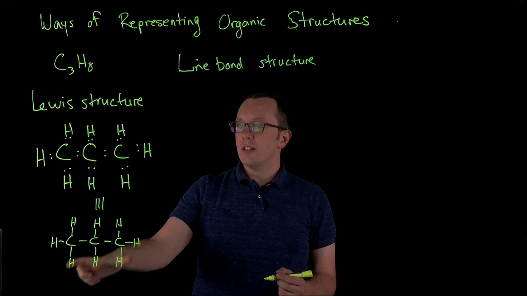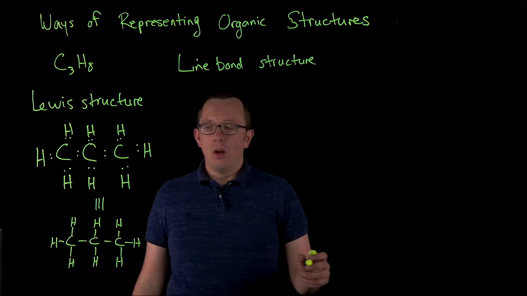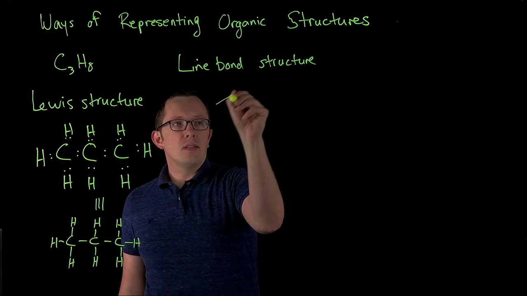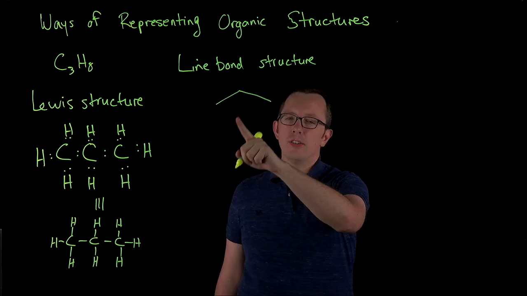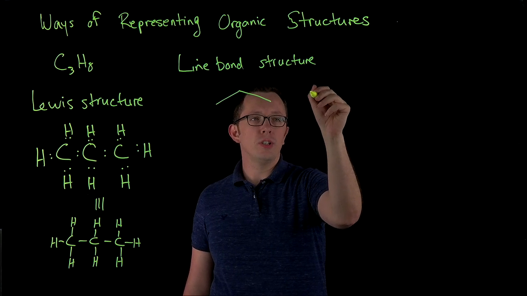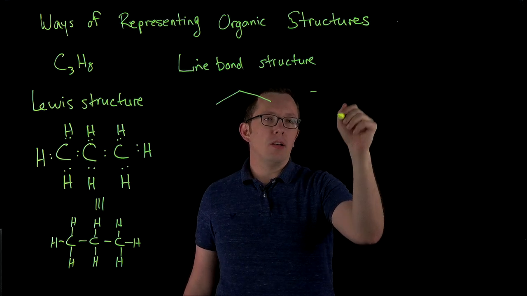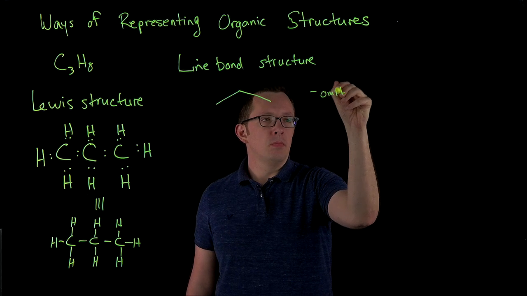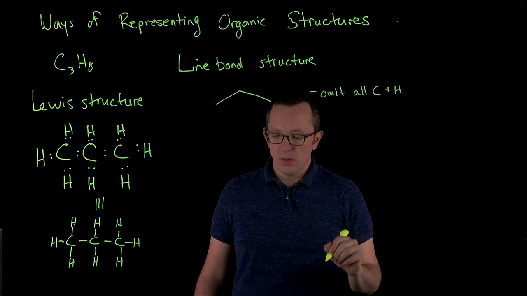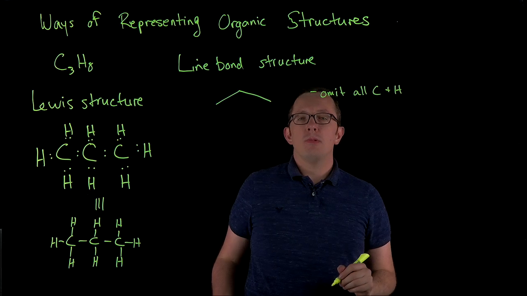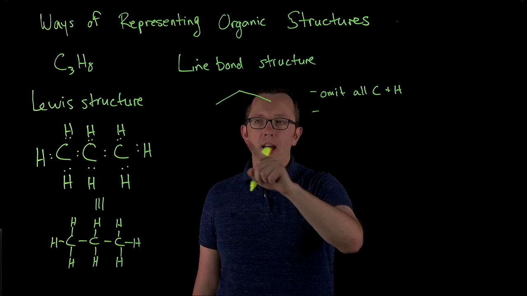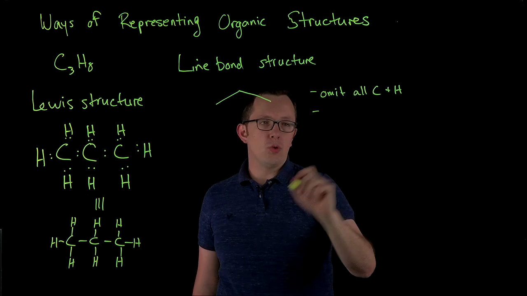So in the case of our C3H8, which is propane, we're just going to show the carbon-carbon bonds. And so when we do this, we're going to show a line bond structure that looks like this. So the first rule in drawing a line bond structure is we're going to omit all carbon and hydrogens. We're going to replace them with just the carbon-carbon bonds. So our carbon atoms are at the ends and at any of these joints.